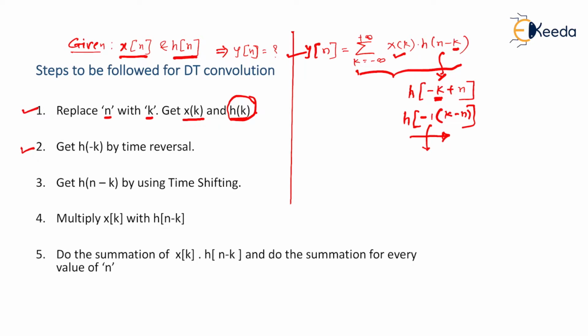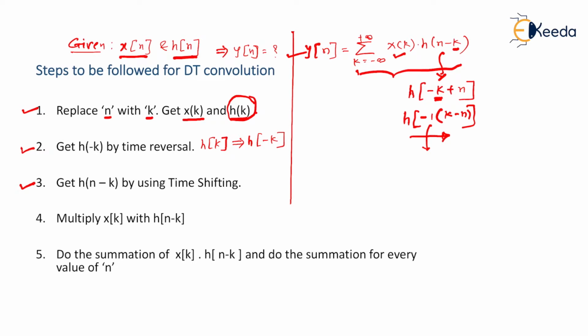So step number 1, step number 2 is over. In step number 1, we just replaced n with k, so we got x of k, h of k. In step number 2, we just did a time reversal, so from h of k we have transformed it to h of minus k. So what happened in step 2 is just h of k is converted into h of minus k. Very simple.